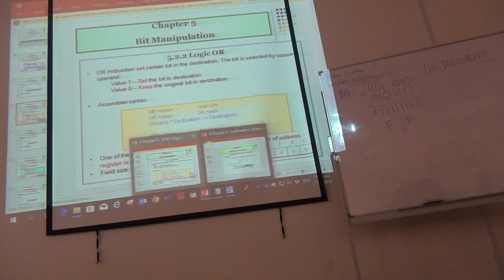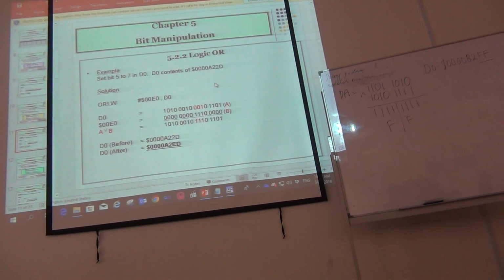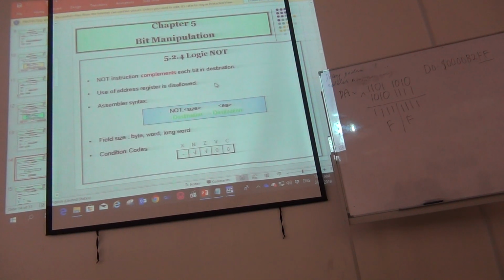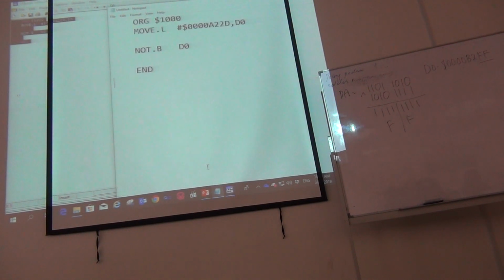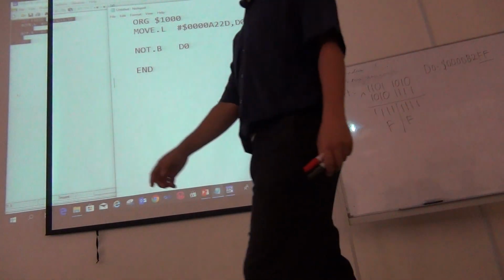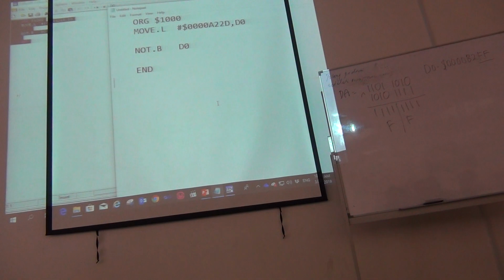Now, for exclusive OR, you can do it by yourself based on the truth table only. So we just look at the last one, which is NOT. NOT is this code. You write down that one, write down the code there and run it. Try to figure out how the result changed accordingly based on the truth table.